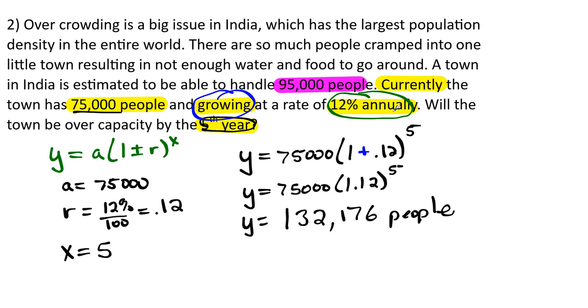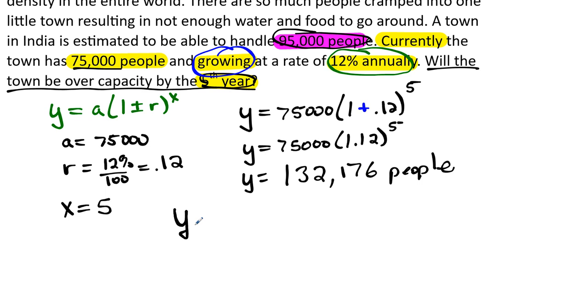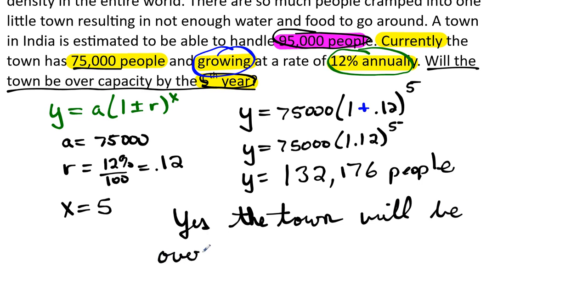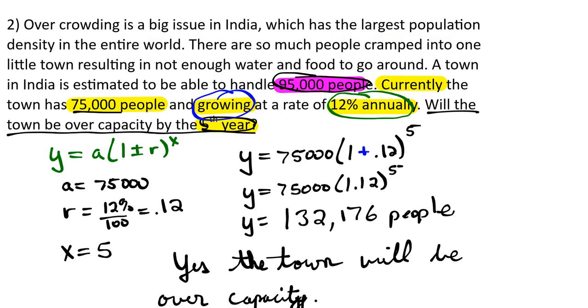Our answer had to be, will the town be over capacity by the 5th year? Well, if this is capacity, 95,000 people, is this over it? Yeah, it is. So will the town be over capacity? Yes. The town will be over capacity. Which means that some people are not going to get enough food to survive, so they're going to have to go somewhere else. It stinks, especially if they lived in that town for a long time.